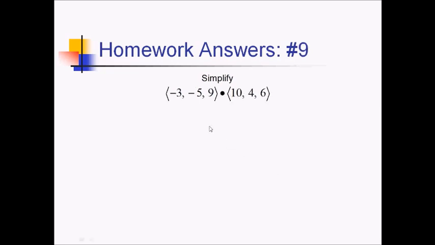On this problem, we're trying to find the dot product of two 3-dimensional vectors. So we're going to just take the products of the x, y, and z values independently and then add them all together. So we've got -3 times 10, -5 times 4, that's getting added in there, plus 9 times 6. So let's see here. This is -30 plus -20 plus 54. -50 plus 54 is just 4.